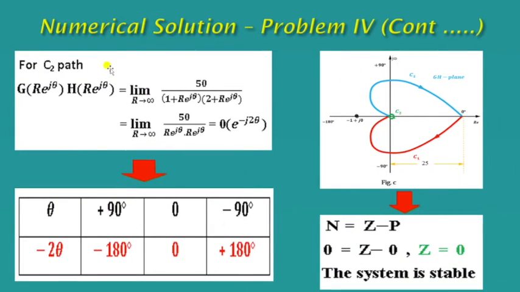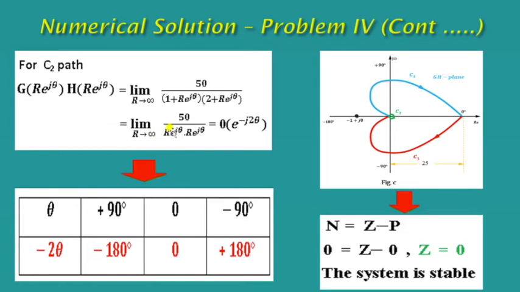Then draw C2 path. Put S equal to R e to the power j theta and limit R tends to infinity. So this is equal to 50 divided by 1 plus R e to the power j theta into 2 plus R e to the power j theta. So compare these, R tends to infinity, 1 and 2 are neglected. Then write down 50 divided by R e to the power j theta into R e to the power j theta.